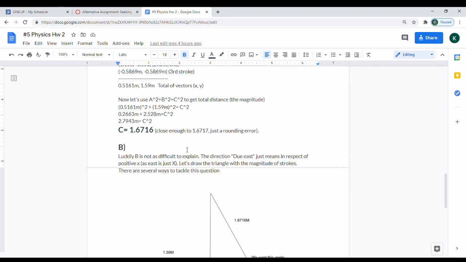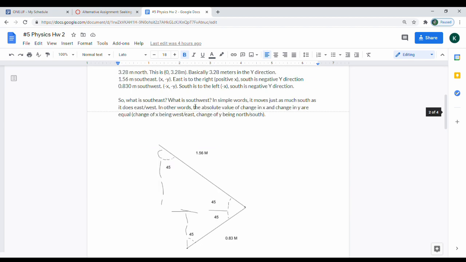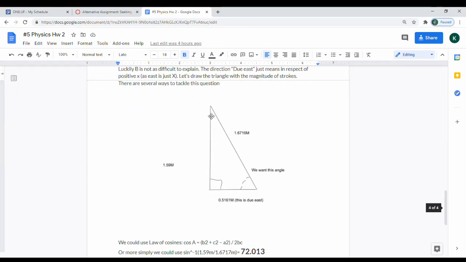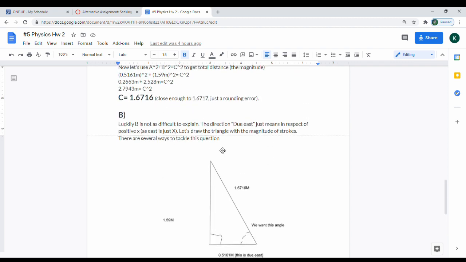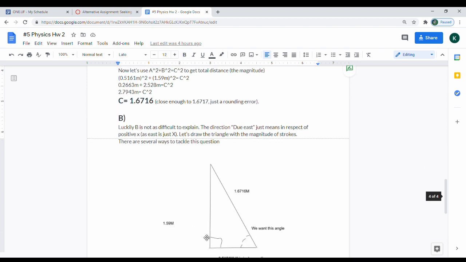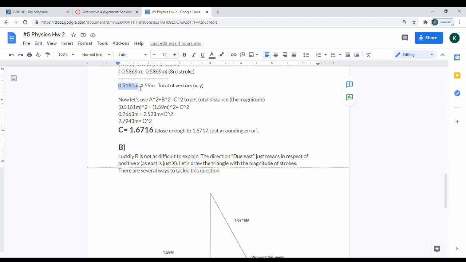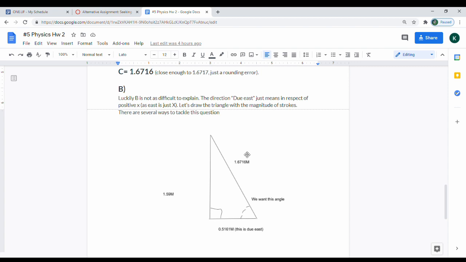And then for b, they're asking us what the angle is between the direction of displacement needed to get into the hole in just one putt and the direction due east. Due east just means positive x direction if you think about it, because north is going up, east is this way. So if we draw out our total magnitude, because we already got it, this is the y component, 1.59 meters. This is the x component, 0.5161 meters. And then put in the total magnitude that we got from the last question right here.